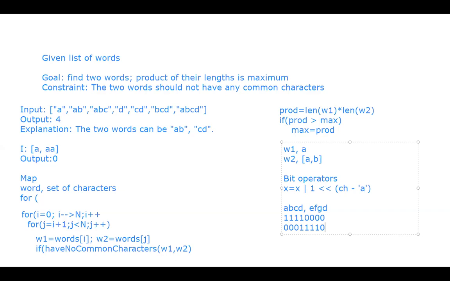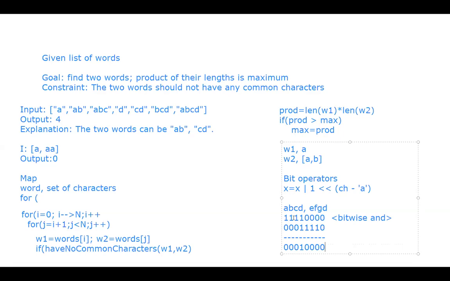If you do a bitwise AND, it will tell you whether they have an intersection or not. So I will do a bitwise AND between these two, and if it's 0, it means there is no intersection. Otherwise, there is an intersection. Yeah, got it. Makes sense.